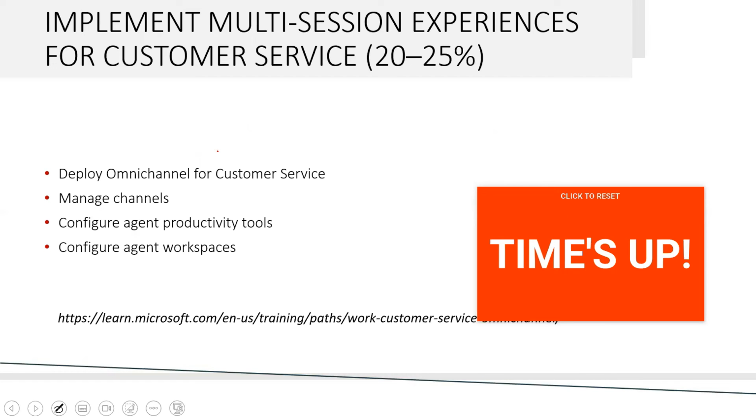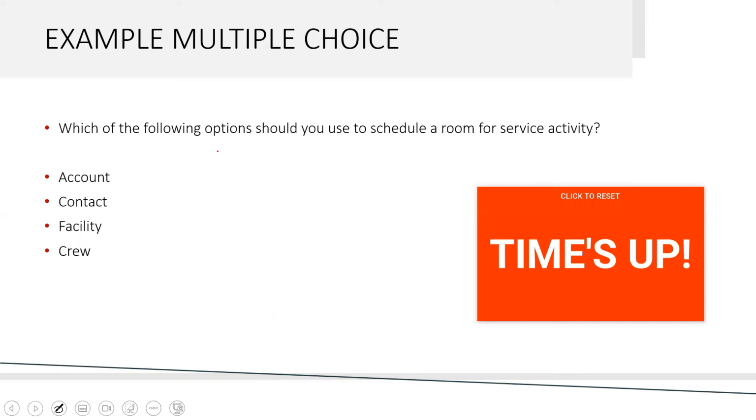Now the next question we have in line is talking about which of the following options should you use to schedule a room for a service activity. Is it option A, account? Is it option B, contact? Is it option C, facility? Is it option D, crew? So let's get your answers in the chat and let me start the timer now.